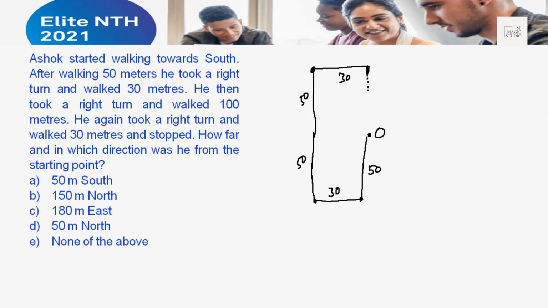So we can see that we have this rectangular shape with us. This is 50, 50, 100. This is 30. And so AB should also be 100. OA should be 50. Done. How far and in which direction was he from the starting point? This was the starting point. He is in direction north. And how far is he? 50 meters. So the answer should be 50 meters north, option D.